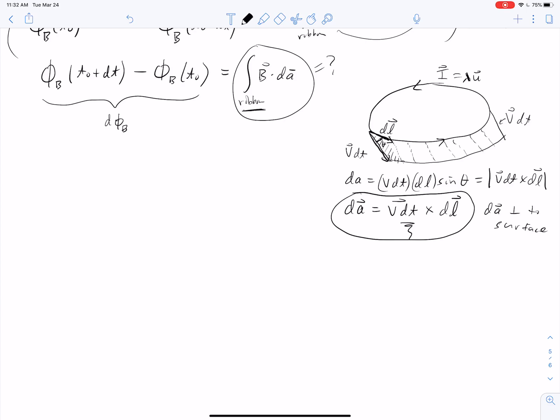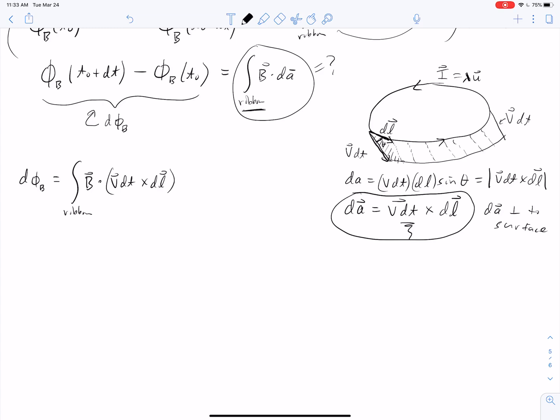So now what we can do is this very cute little trick, and we can say that this d phi, the change in magnetic flux through the loop, d phi, is equal to, and now I can do this integral over the ribbon. The integral over the ribbon, it's going to be B dot this thing, v dt cross dl. Isn't that nice? That's so cool. Such a cute little mathematical trick.